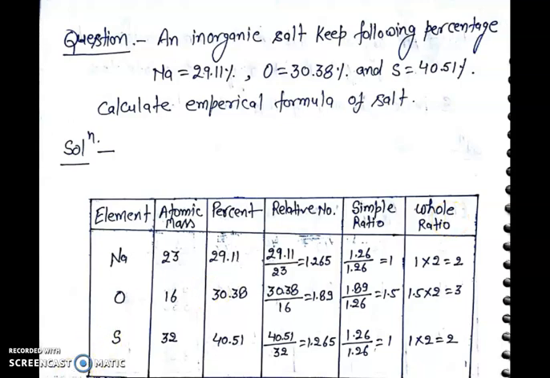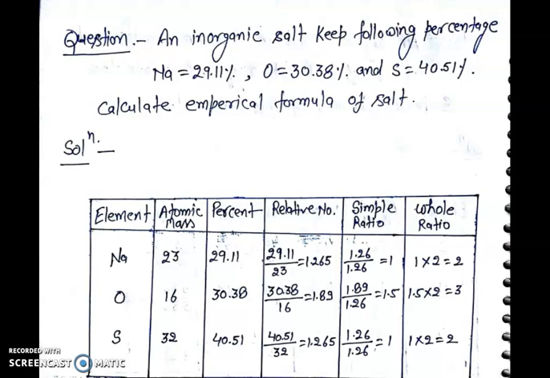The first element is sodium, and the atomic mass of sodium is 23, and the percentage of sodium given in the question is 29.11%. The relative number of sodium is equal to the percentage of the element divided by the atomic mass. Here, the percentage is 29.11 divided by the atomic mass, that is 23, and we get the relative number of sodium, that is 1.265.